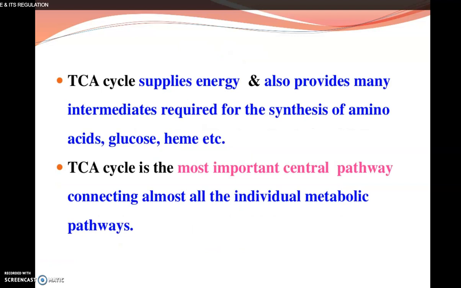Now, the Krebs cycle supplies energy and also provides many intermediates required for the synthesis of amino acids, glucose, heme compounds, etc. I think you are all aware what heme compounds are. They are the iron-containing compounds. We discussed heme compounds or heme molecules when we were learning about the electron transport chain. So the TCA cycle is the most important central pathway connecting almost all the individual metabolic pathways.